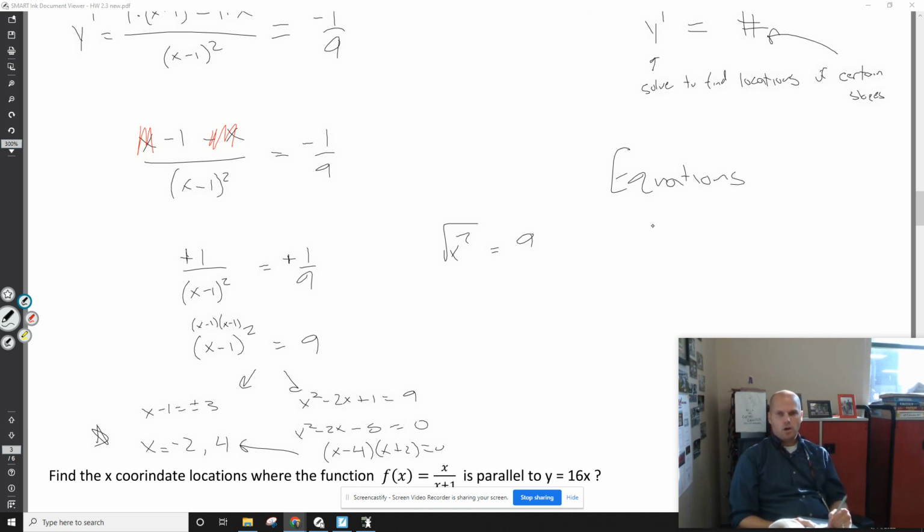Okay? So y minus y1 equals m times x minus x1. There's actually not much work to do here because you know two parts of these equations. You know an x coordinate.